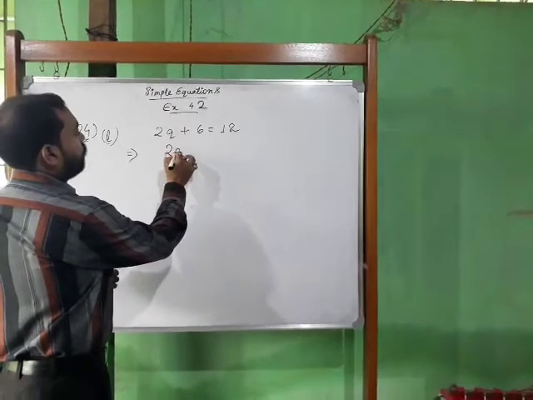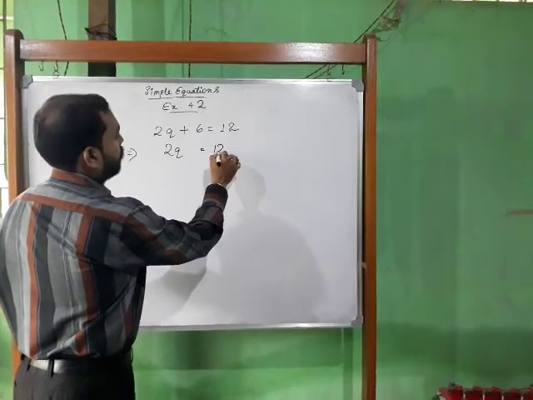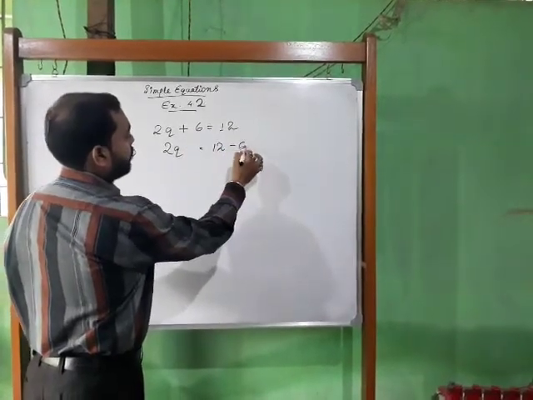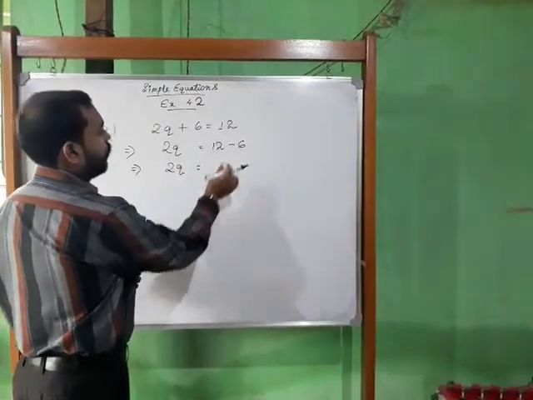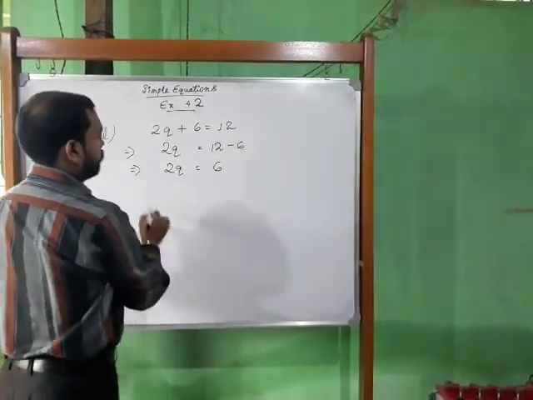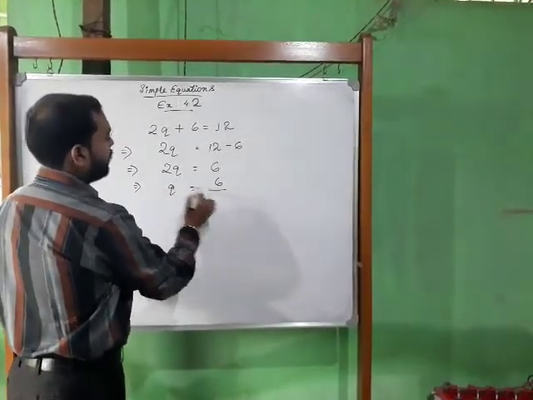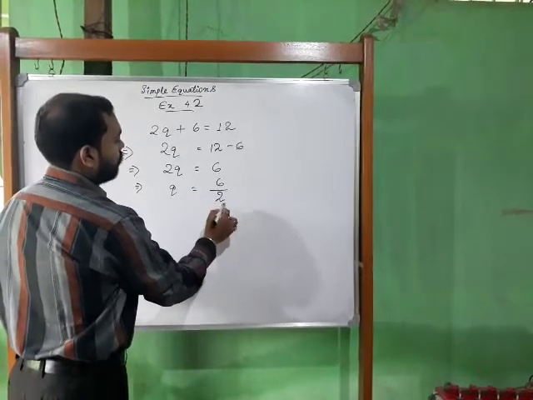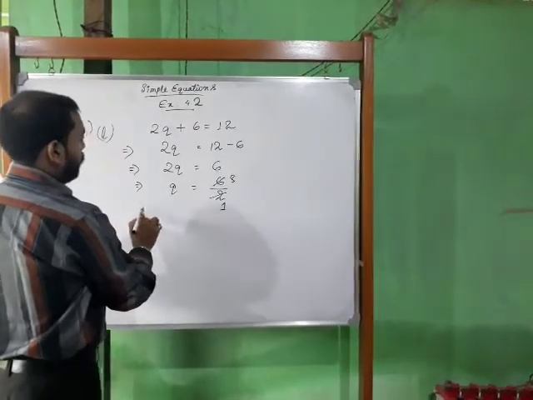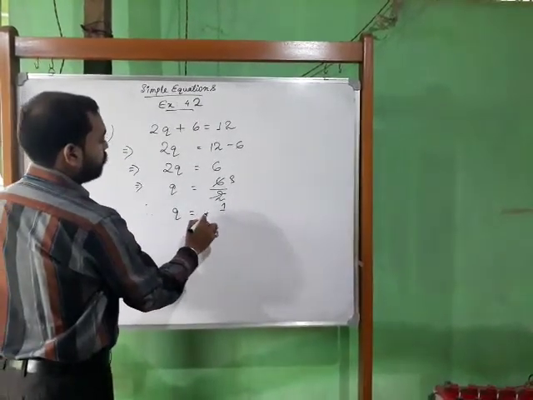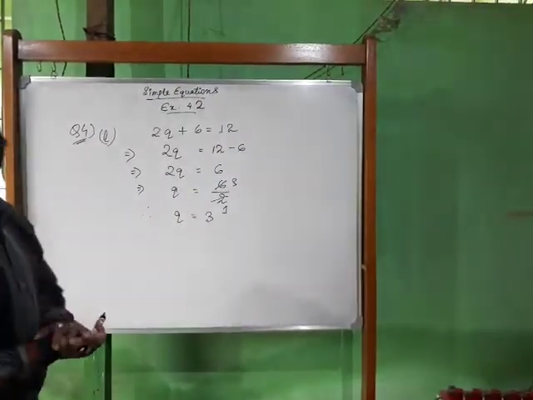So at first what we have to do, we have to take this constant on the right hand side. Okay, 12, so this is plus 6, it will become minus 6. Now 2q equal to 12 minus 6, it is 6. So therefore what will be the value of q? It will be 6 divided by 2. Now you reduce it, 2 1 is 2, 2 3 is 6. Therefore q equal to 3. Okay, in this way we can find the value of q.